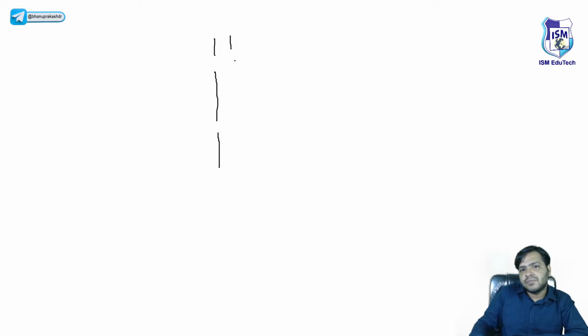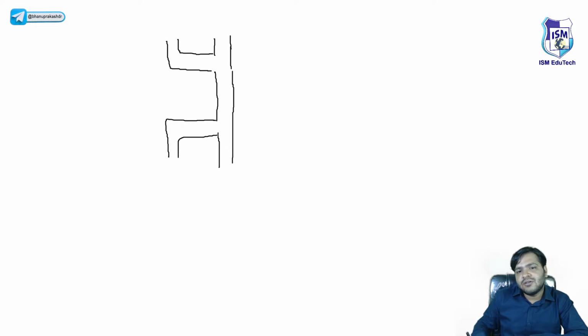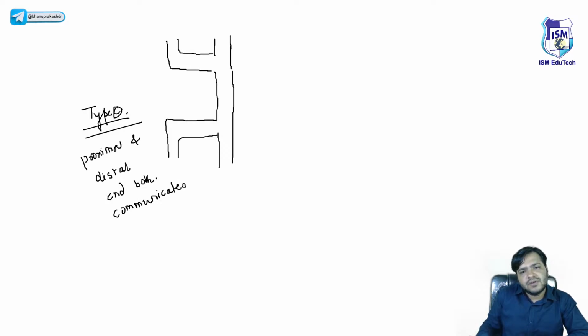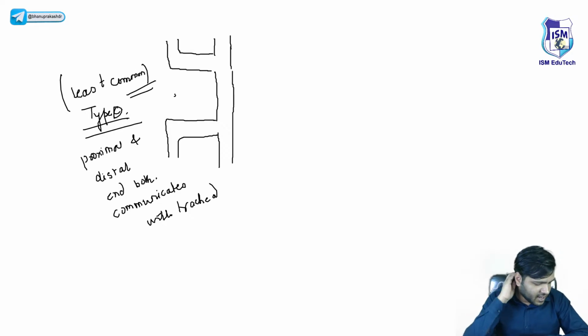This is the esophagus. Now we have the proximal end of the trachea, like it is communicating separately, and we have the distal end, it is also communicating separately. So proximal and distal end, they both are, it is called as type D congenital tracheoesophageal fistula, where the proximal and distal end both communicate with trachea. So remember guys that this is the least common type, it is rarely seen.